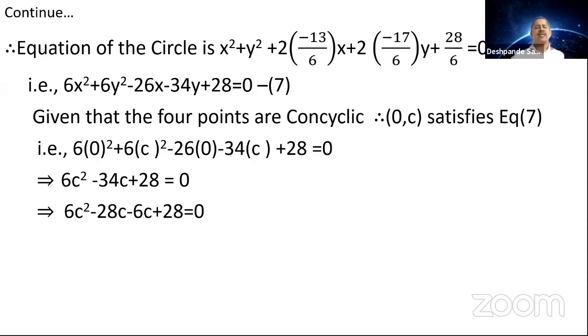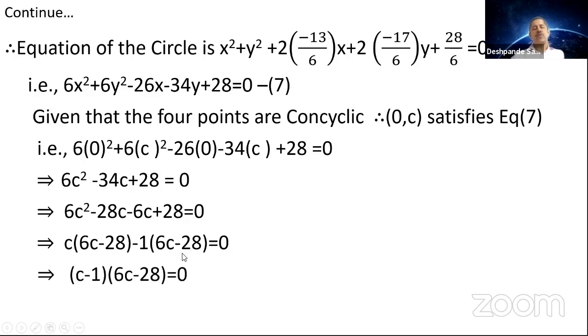So the same thing has been done here. 6C square minus 28C minus 6C plus 28 is equal to 0. In these two terms you can take 6C common, giving 6C minus 28. In these two terms you can take minus common, giving 6C minus 28. So what you get is C minus 1 into 6C minus 28 is equal to 0. So C minus 1 is equal to 0 and 6C minus 28 is equal to 0. C minus 1 is 0 means the value of C is 1, and the other C value is 28 by 6, which is 14 by 3.